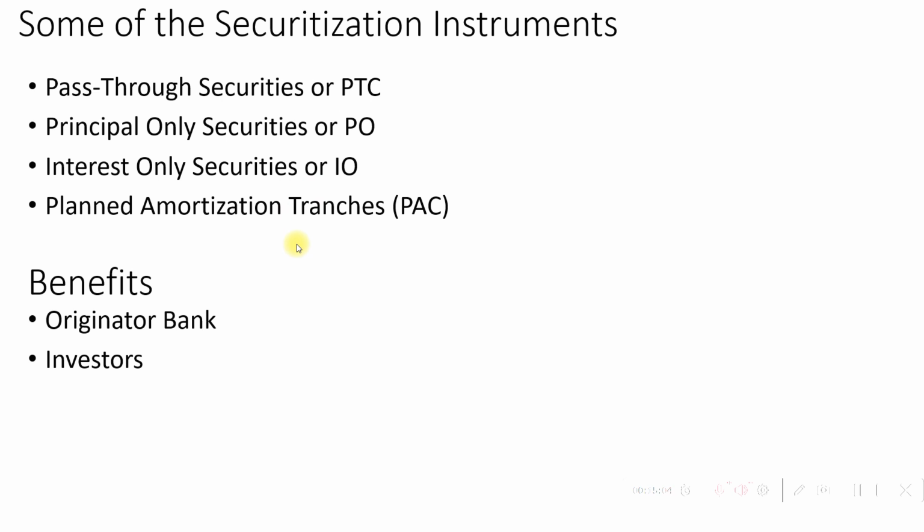Now last is planned amortization tranches or PAC, which is actually a sinking fund. Principal sinking fund is created beyond a certain band. The principal sinking fund takes care of prepayments. So that is basically planned amortization tranches. So these are some of the securitization instruments which are basically sold to the investors, and they receive payments from the obliger, maybe in terms of principal and interest or fund flow, etc.